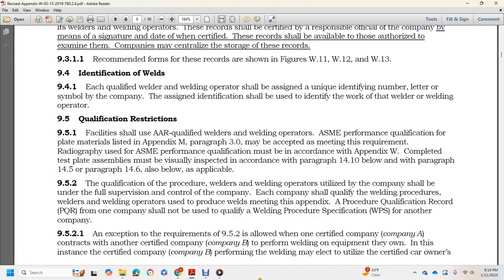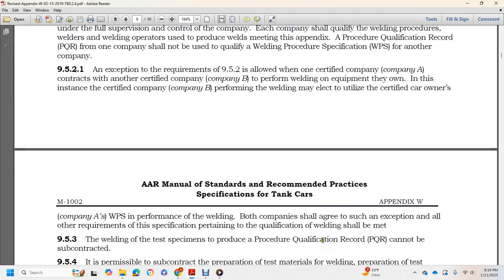An exemption to requirement 9.5.2 is allowed when one certified company A contracts another certified company B to perform the welding on equipment they own. In this instance, certified company B performing the weld may elect to utilize the certified car owner Company A's welding procedure specification for performance of their welding. Both companies shall agree to such exemptions. All of the other requirements of the specification pertaining to the qualification of welding shall be met.